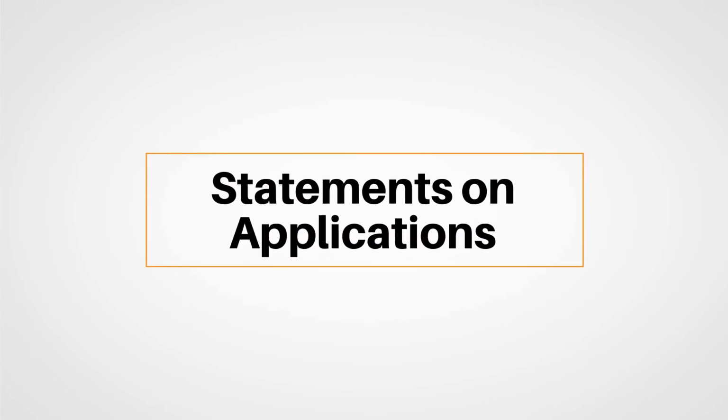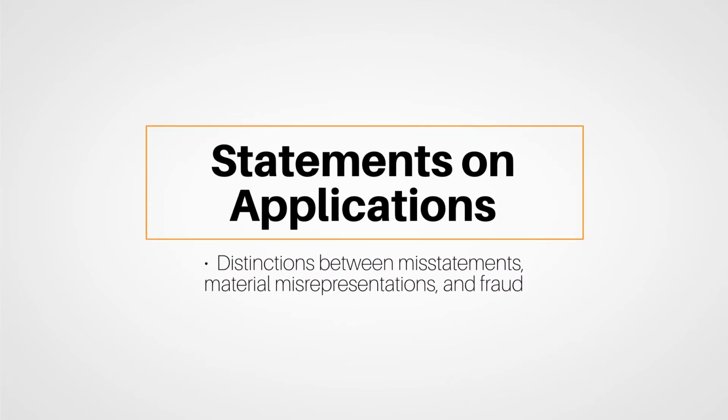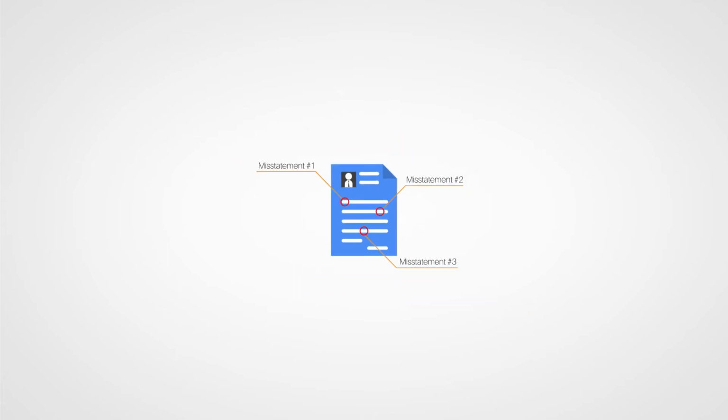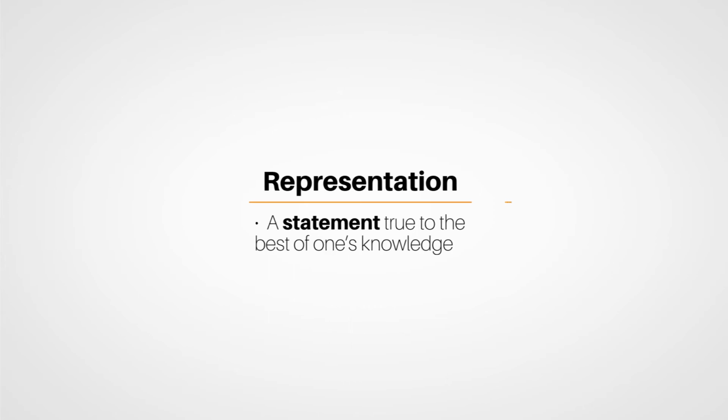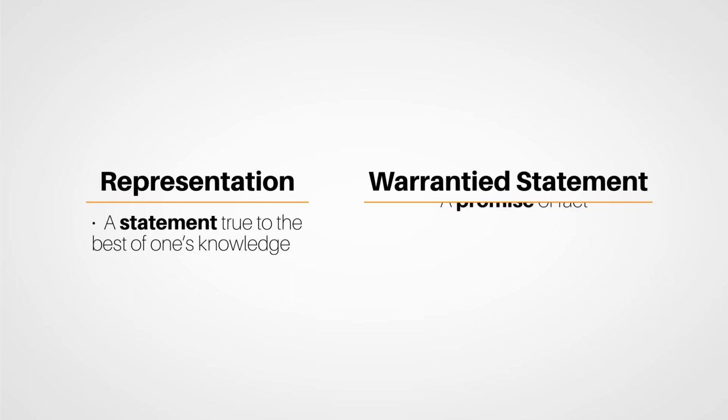Statements that applicants make on insurance applications were explored, and there were distinctions made between misstatements, material misrepresentations, and fraud. There are substantial but subtle differences on how misstatements on applications are viewed both legally and by insurance companies. For example, a representation is a statement made on an application that is true to the best of one's knowledge, but a warranted statement is a promise of fact.